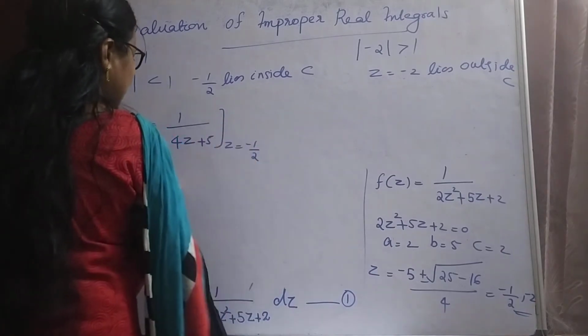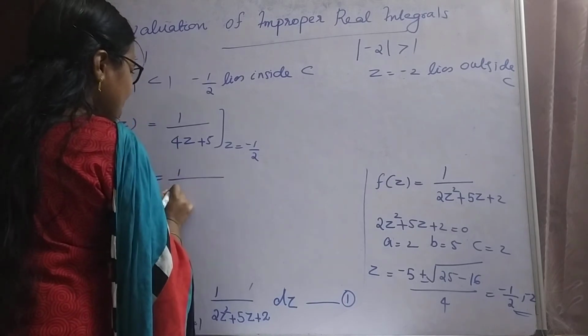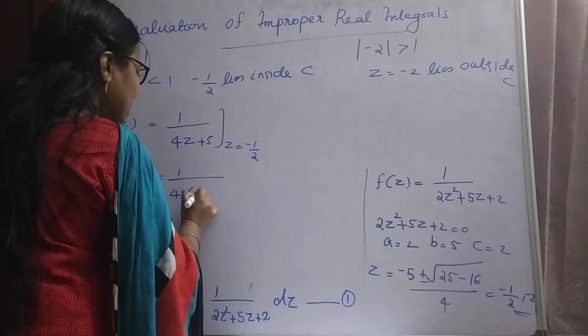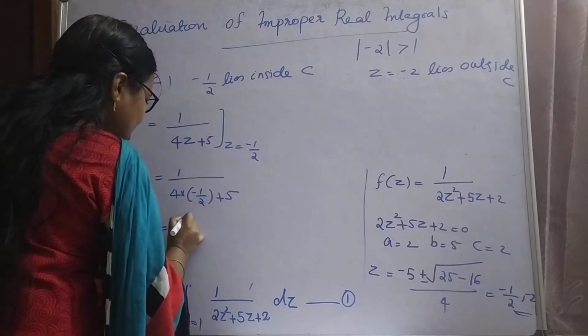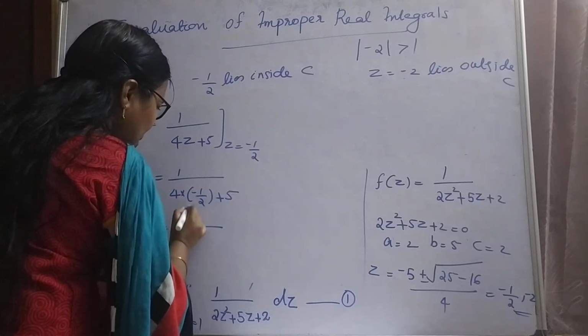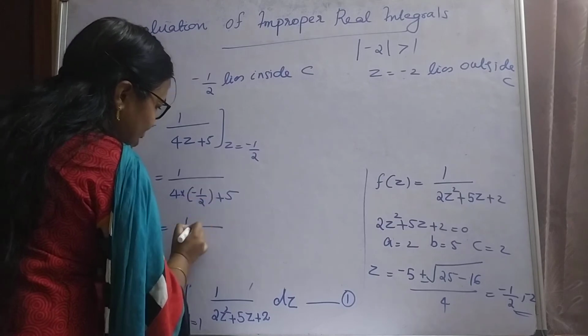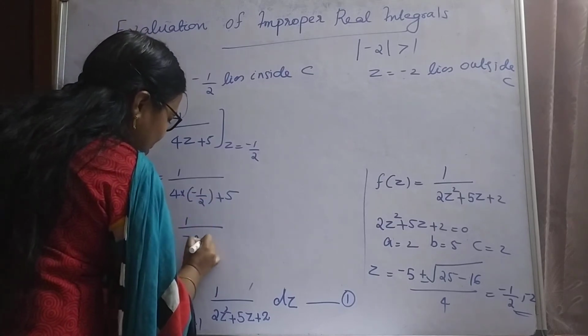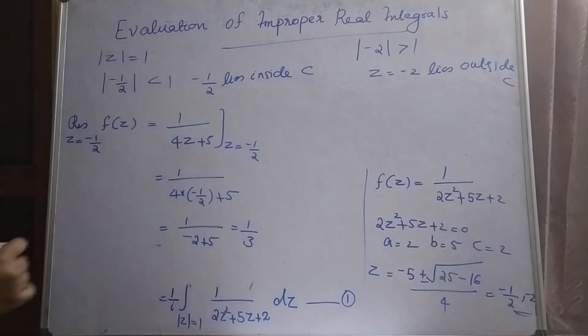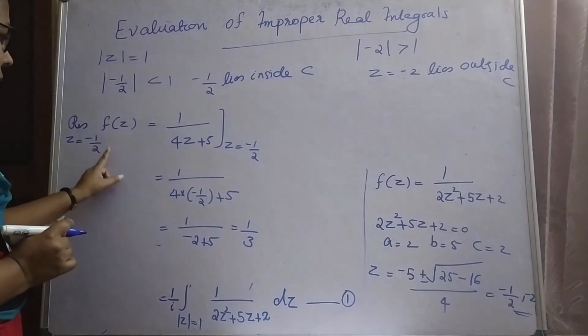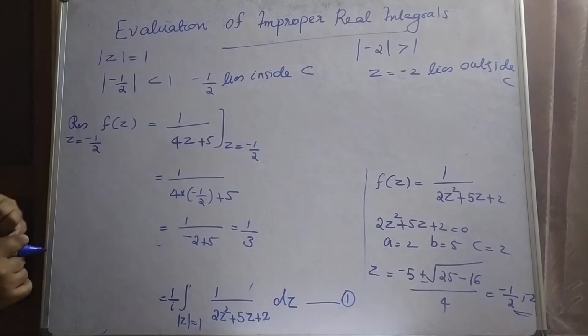Here, 1 by 4 into minus 1 by 2 plus 5, which is 1 by minus 2 plus 5, which is 1 by 3. Our residue is 1 by 3.